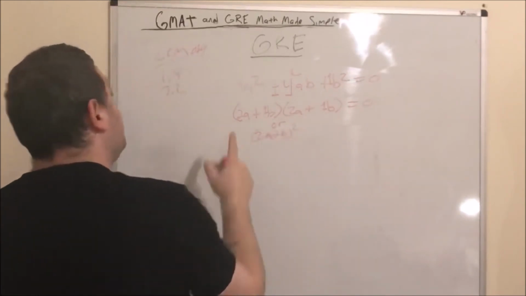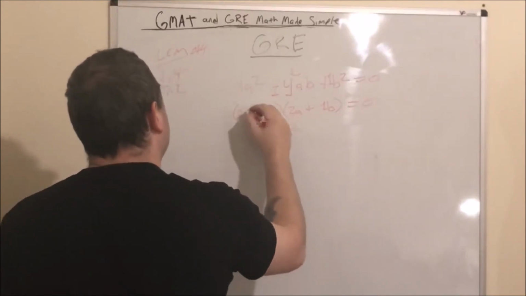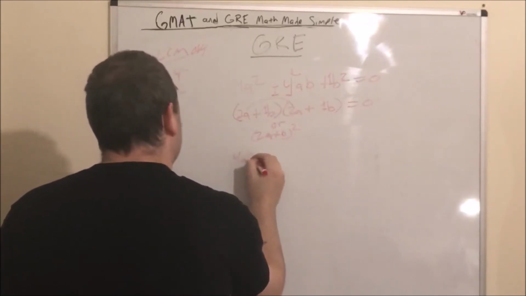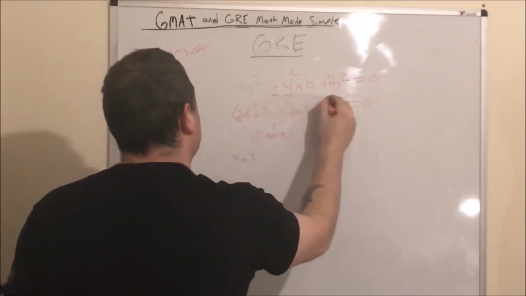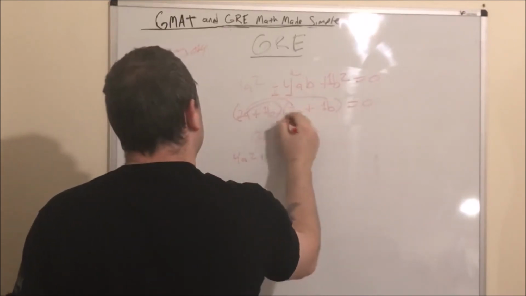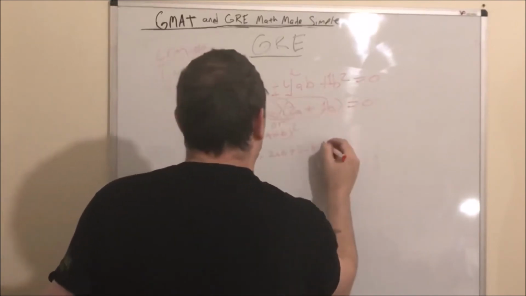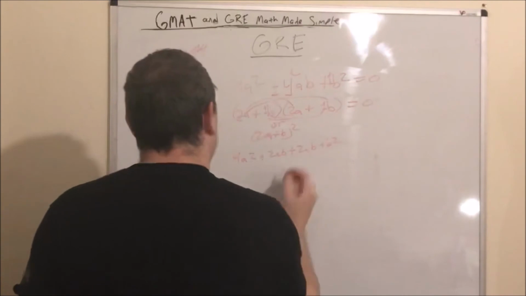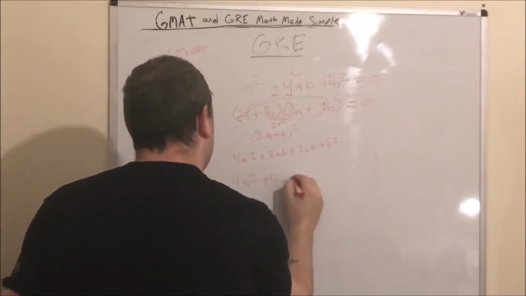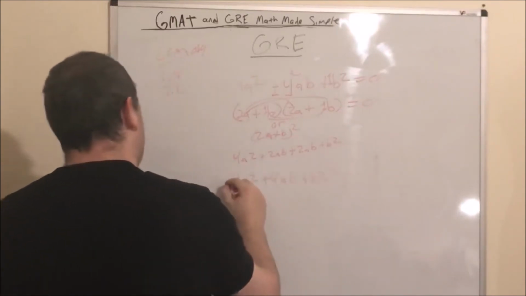Now, let's check that to make sure that we get this right. Let's use the FOIL method to reverse engineer this. We have 2a times 2a, which is 4a squared. Then 2a times 1b, which is plus 2ab. Then the inside, 2a times b, plus 2ab. And then b times b, plus b squared. Now let's combine like terms. We have 4a squared plus 4ab plus b squared, which is our original equation.